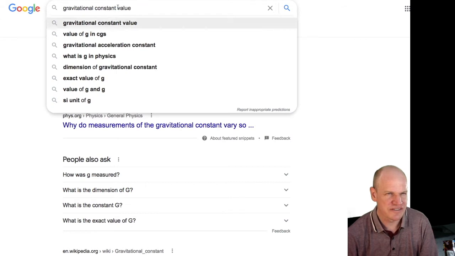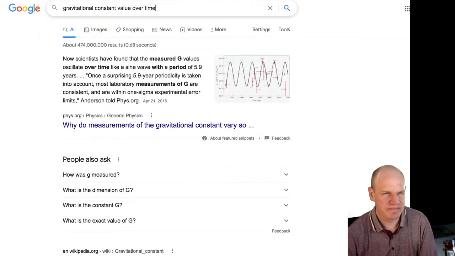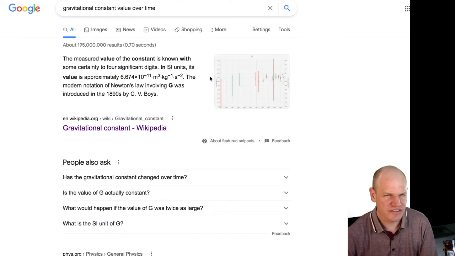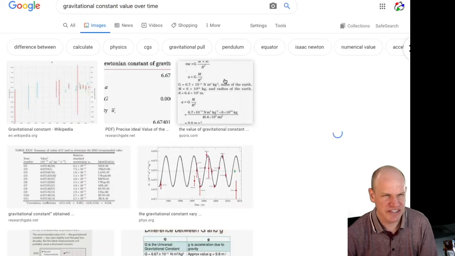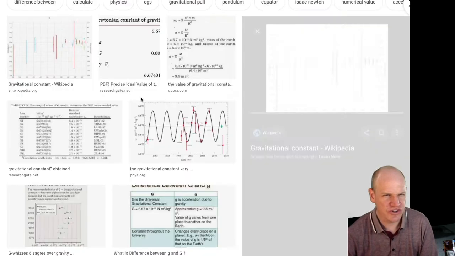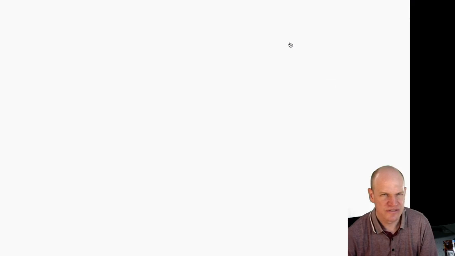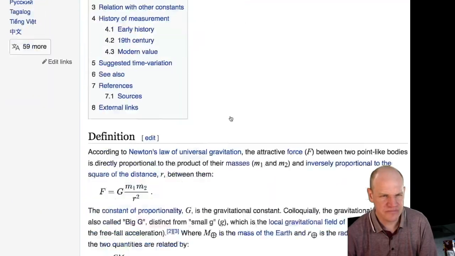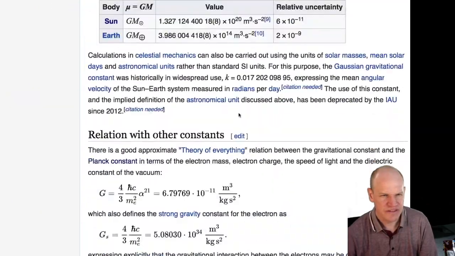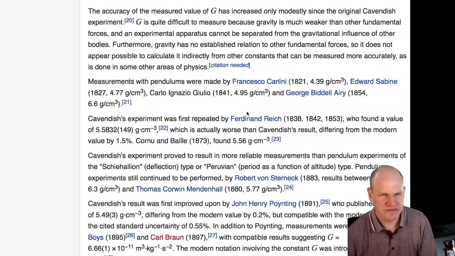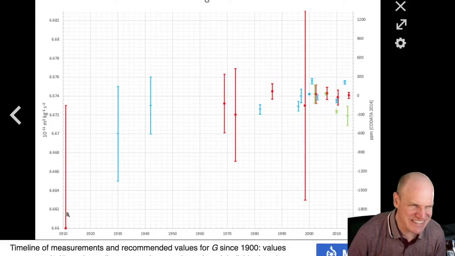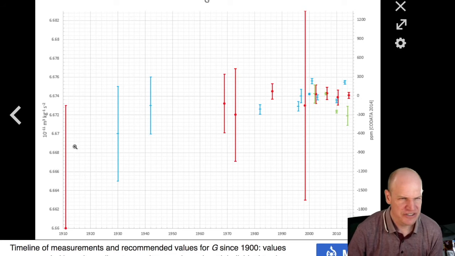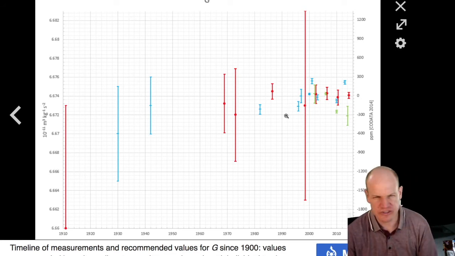Gravitational constant over time. This is what I was looking at, the gravitational constant, again from the source of all human knowledge on Wikipedia. Right here. So from 1910, so this is basically for the last century, you can see that the uncertainty has shrunk over time, which is what you would expect as you improve your experimental techniques.